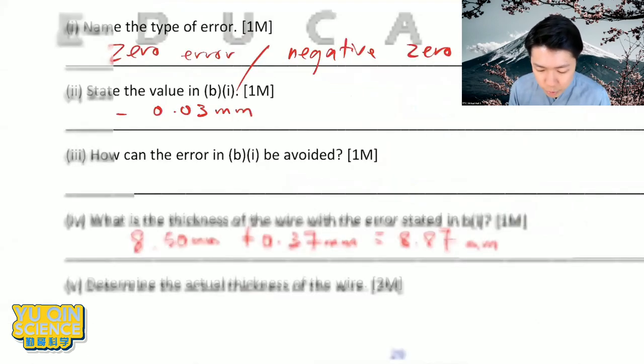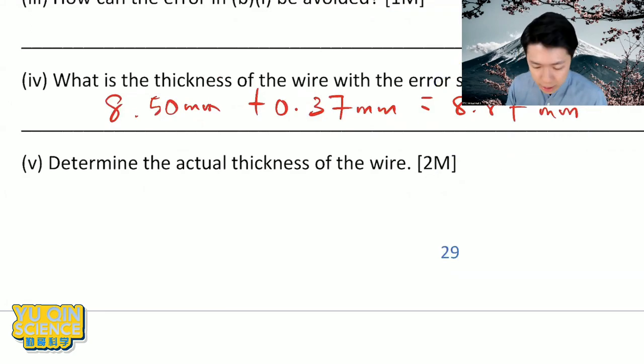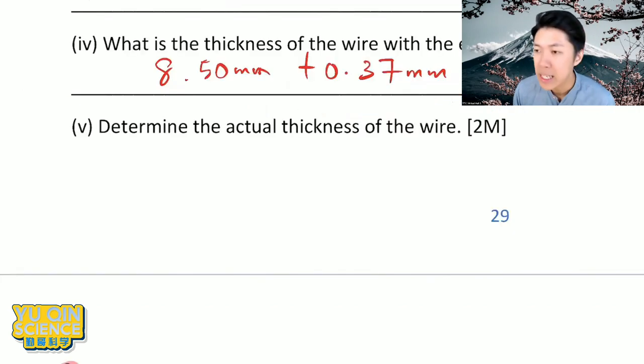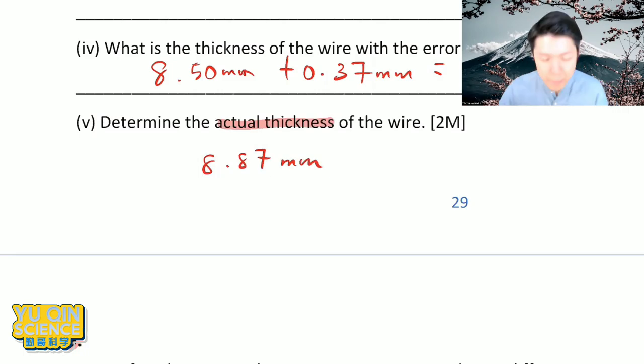Okay. Now, do not forget, this is with some problem. You're welcome, Heather. This is with some problem. You didn't minus yet, you know. So we need to minus the zero error. We need to find out the actual thickness. So the formula is very simple. The formula is the measurement that we have, 8.87 mm. This is not the correct one.